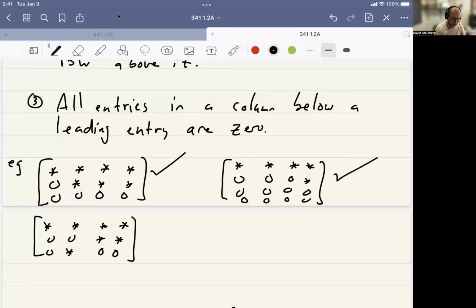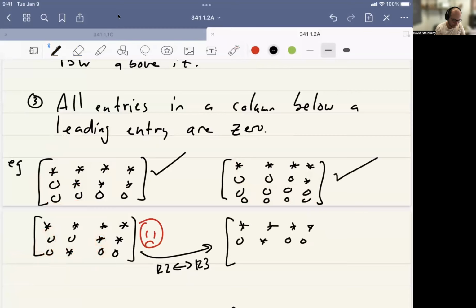Here we're in trouble, of course. We've got zeros below our leading terms. That's fine. But this leading term is to the left of that one, which is no good. So this is not in echelon form. However, it's equivalent to something in echelon form. All we need to do is interchange row 2 and row 3. And then we're all set.